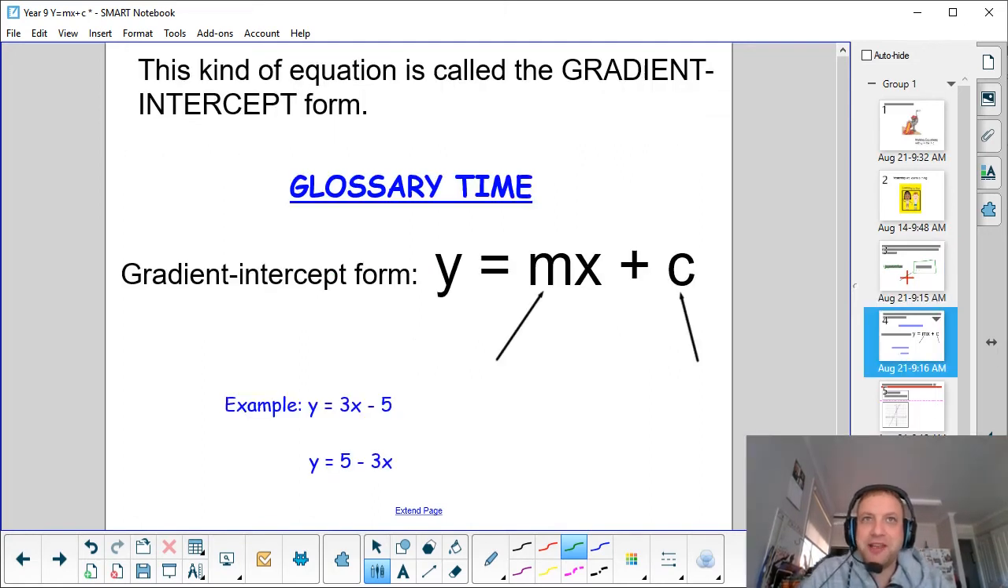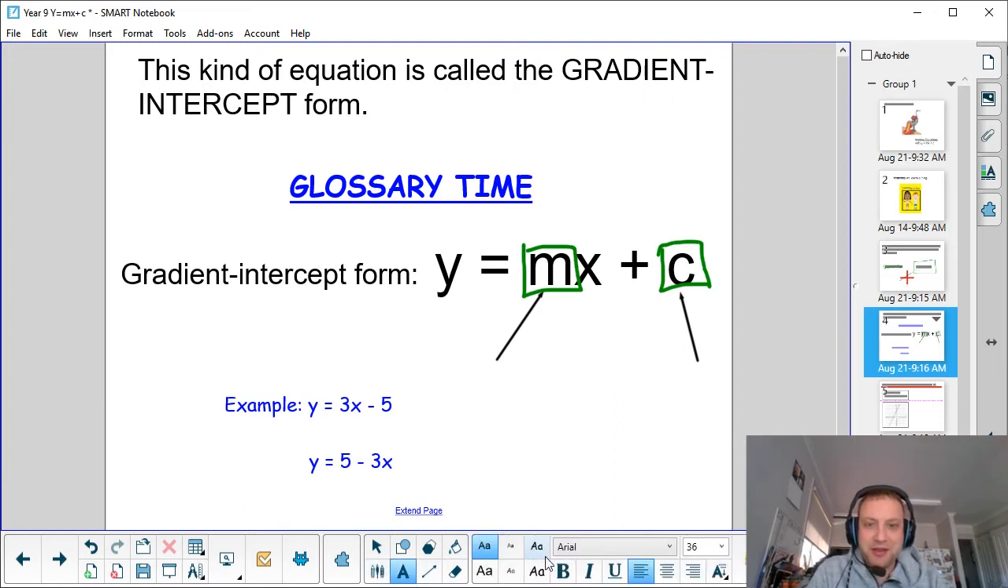So for those of you who are playing along properly at home and having a good crack at this today, you'll want this in your glossary, because this is the way that we write it. When we have an equation that starts with y equals, we call it the gradient intercept form. And then we have these letters here, m and c, and they're basically going to be numbers when you've got an equation. We call them m and c because they represent parts of our graph.